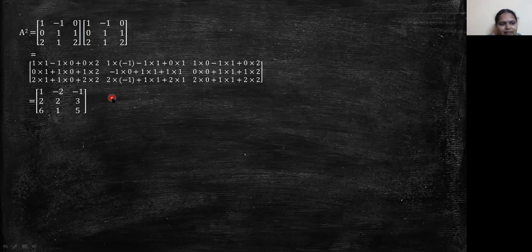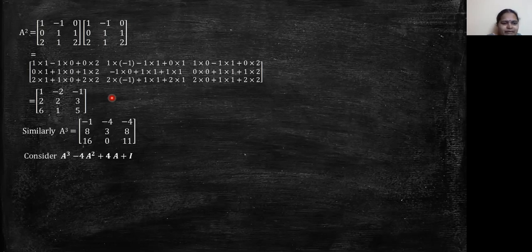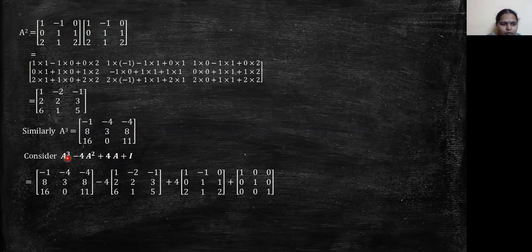In the similar way, we have to find out A cube. A cube means A square into A we can multiply, or A into A square also you can multiply. Then we will get that A cube matrix. Now we should consider only the left hand side, which I showed you in the previous page. Only left hand side we consider, and then let us write all those matrices. A cube minus 4A square plus 4A plus identity matrix I.